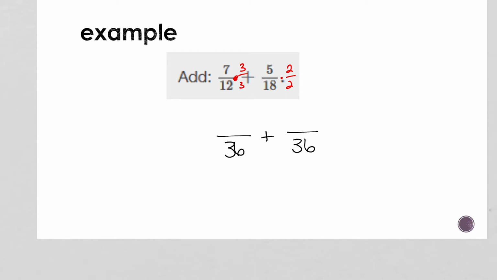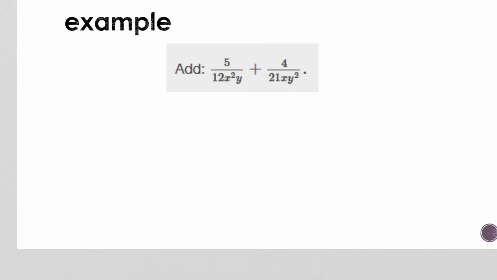Okay, so now my numerator on the left ends up being 21. My numerator on the right ends up being 10. And now we're allowed to add the numerators together. And that's as good as we can get this problem.